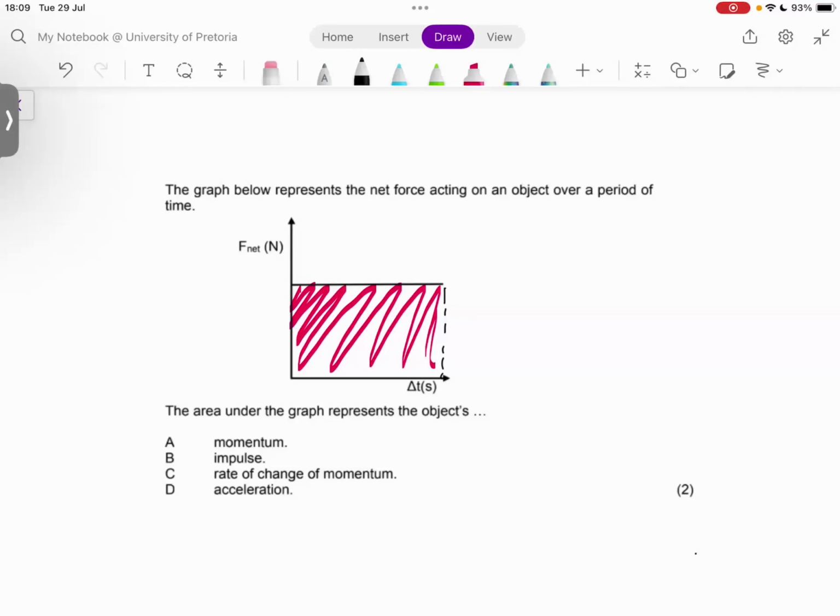The answer to this question is, in actual fact, impulse. And that's because impulse is defined as the product of the net force acting over time. F net times delta T would give us impulse. Usually the symbol associated with this one would be J.